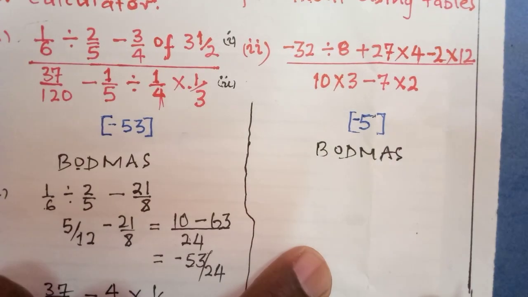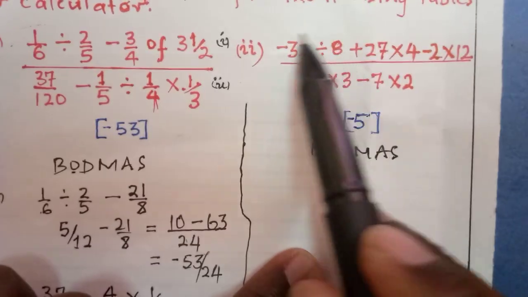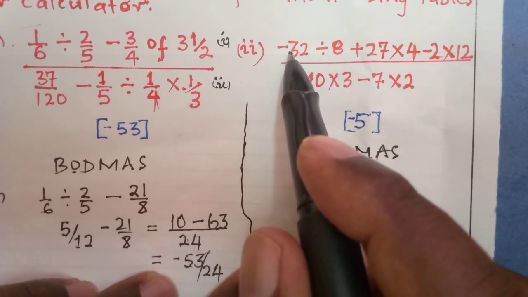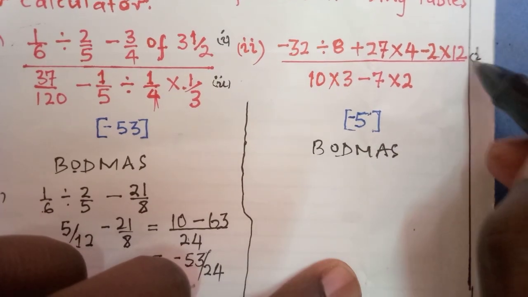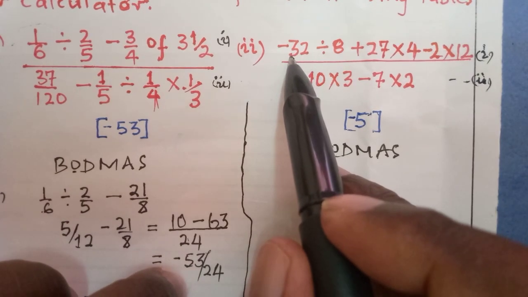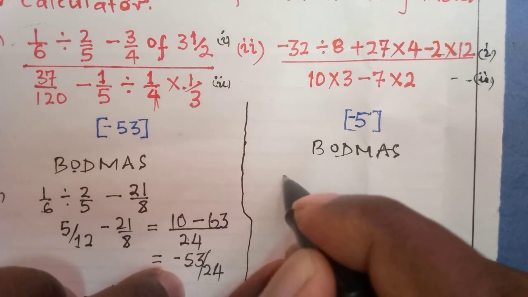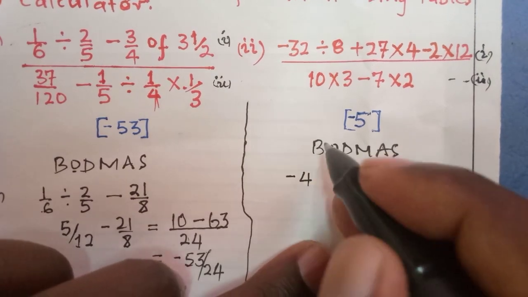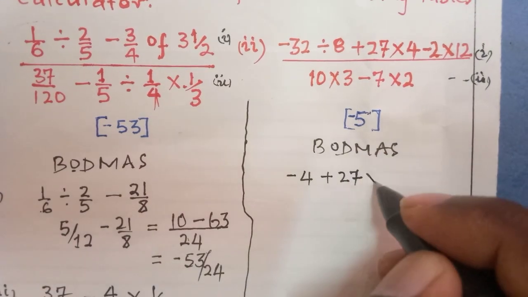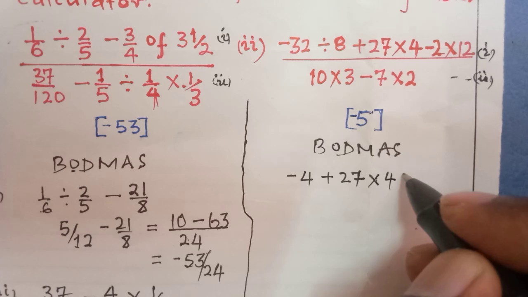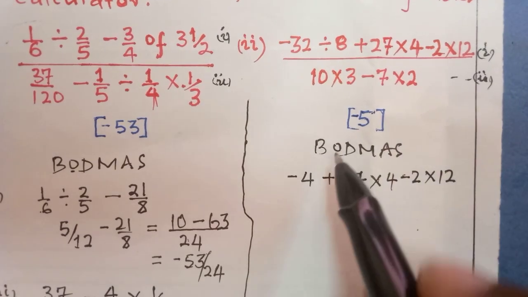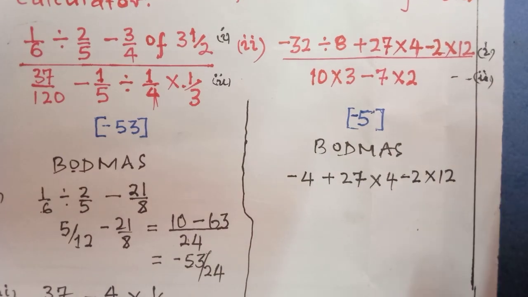Here, guys, we have division first, so we can divide that, so that we will already have divided negative 32. We start with the numerator, then we go to the denominator. So this one is going to be minus 32 divided by 8. That will be minus 4 plus 27 times 4 minus 2 times 12. So from the division, we go to multiplication.